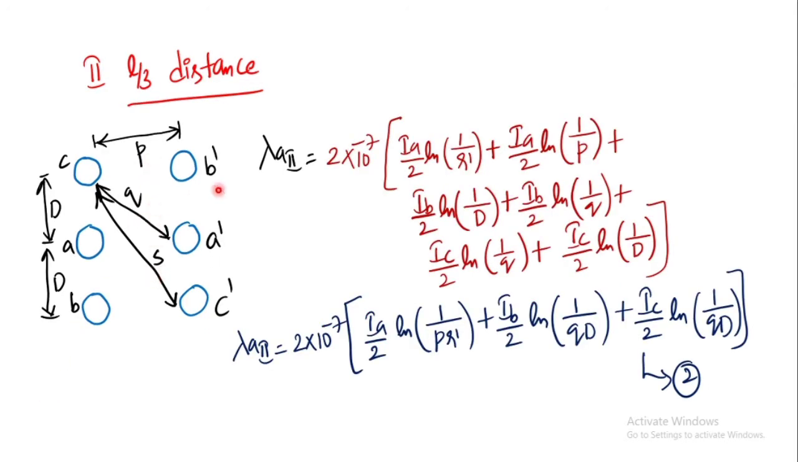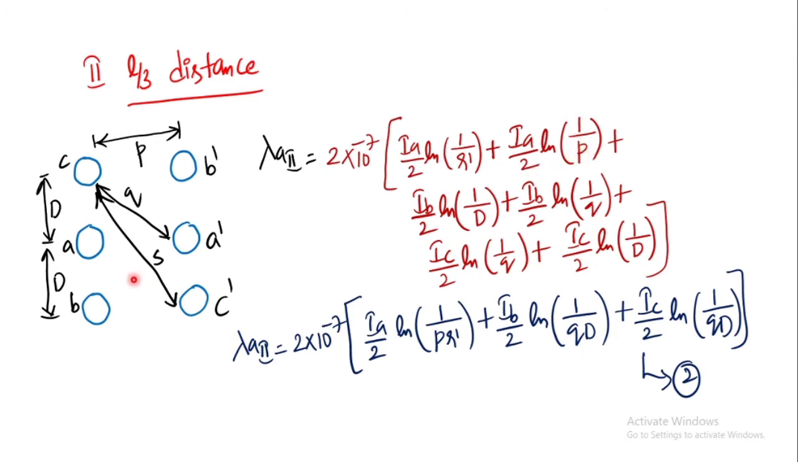Is it right? Now, lambda A2. What is meant by lambda A2? It is the flux linkage of conductor A itself in this group containing 6 conductors for the second L by 3 distance. Now, it is 2 into 10 power minus 7 common. What is the current flowing through A? IA by 2. Current flowing through A dash is also IA by 2. So, IA by 2 into A to A distance is R dash. Next, what is A dash to A distance? This is a horizontal distance, and this horizontal distance is given as P. So, ln of 1 by P.